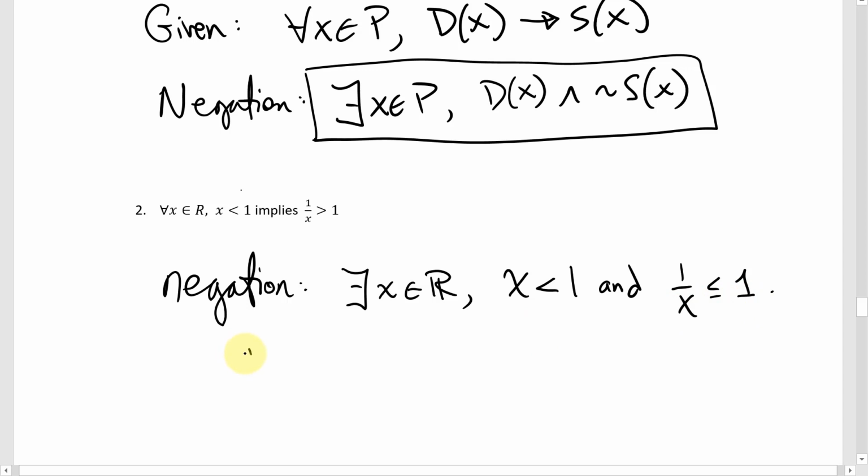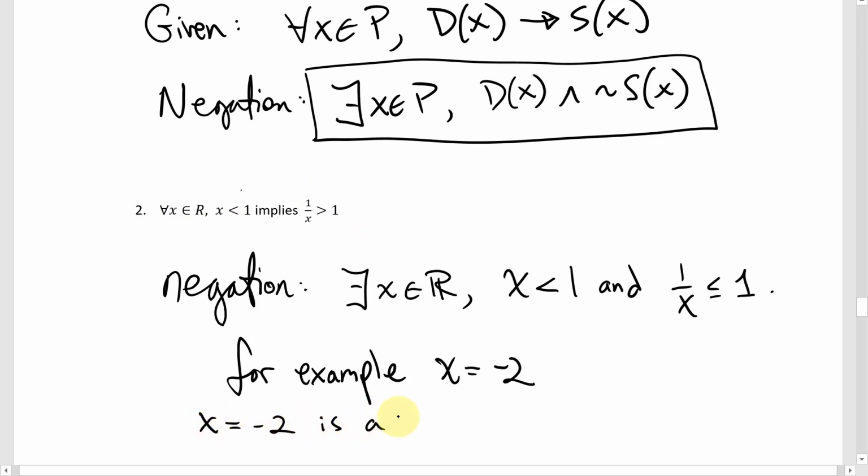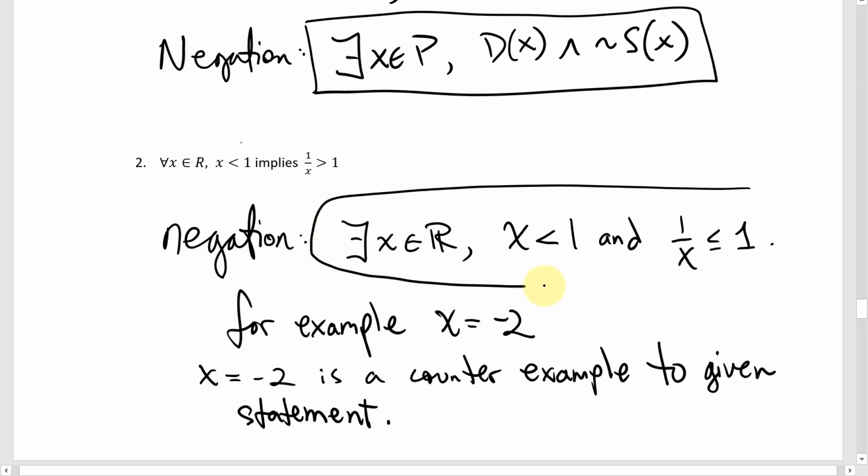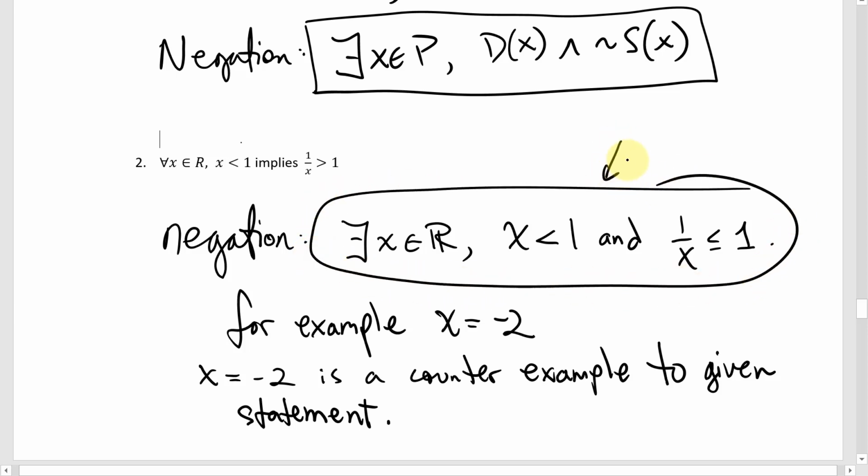For example, X equal -2. That would be a counterexample to the original universal statement up here. X equal -2 is a counterexample to the given statement. So in actual fact, this statement is actually true. This statement was actually false.